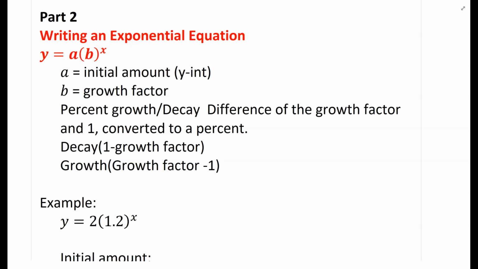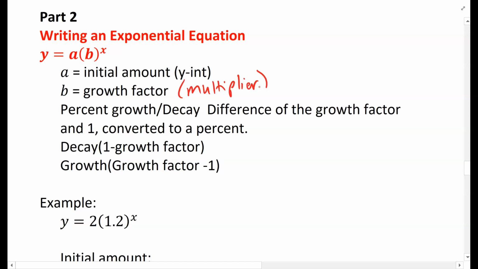Okay guys, welcome back to part 2 of our video over exponential functions. Today we're going to focus on writing exponential equations in the form of y equals ab to the x. Remember, a is the initial value, or in this case the initial amount or y-intercept if you were graphing. B is our growth factor. We also discussed this last time as being a multiplier, and it is still our multiplier.